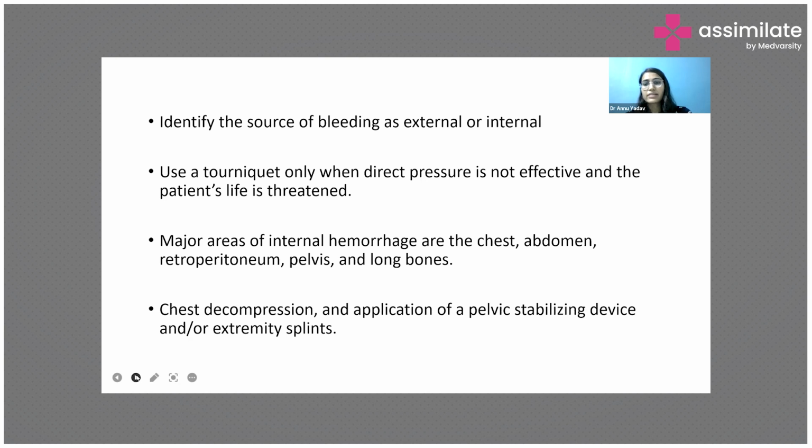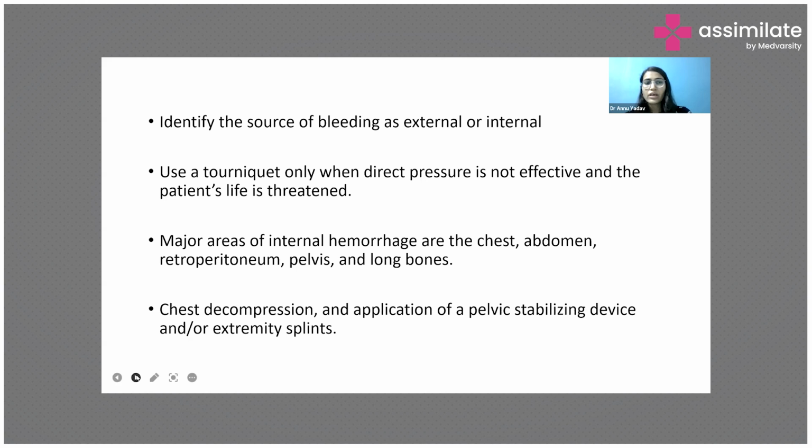Now, if there is any internal injury, like suspected pelvic trauma, you can just apply a pelvic binder. If you have chest trauma, chest decompression can be done. If there is any long bone fracture and we can see it externally, we can just apply direct pressure over the wound. And if there is a long bone fracture, like a closed femur fracture, we can apply a splint as well to immobilize that part, so we can reduce the bleeding as well.